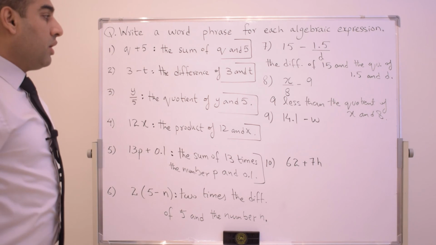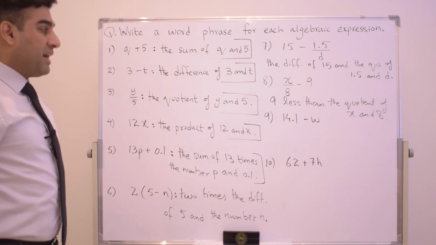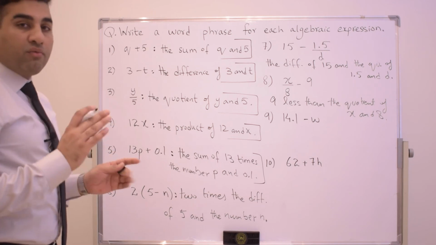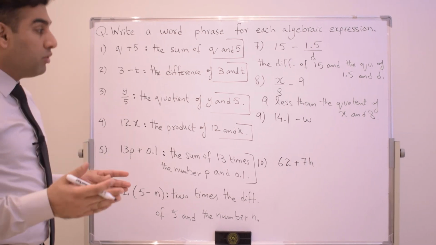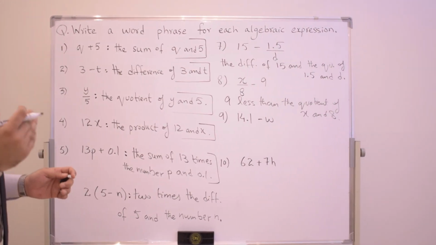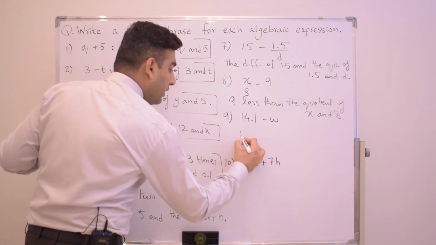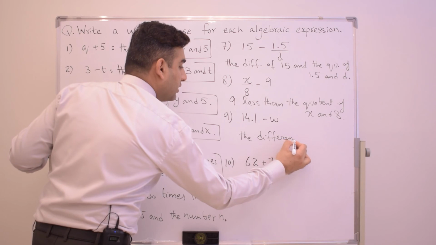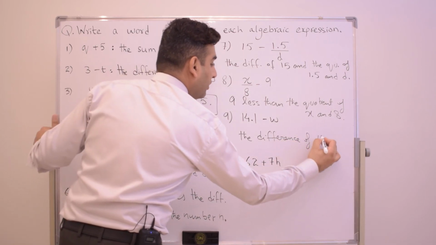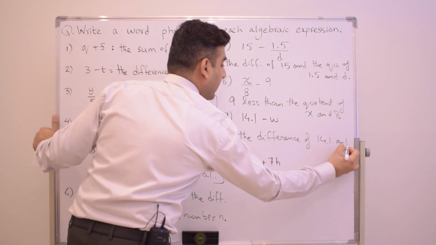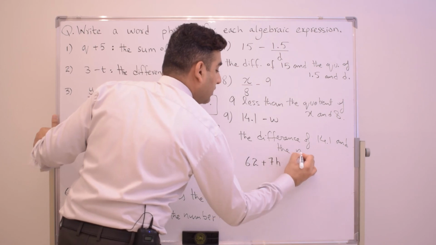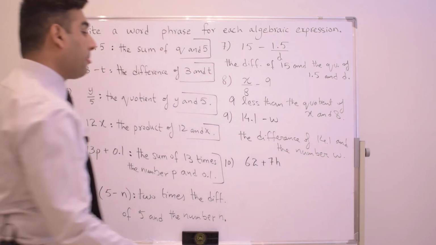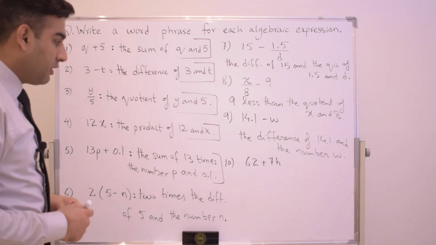Number 9 now. 14.1 minus w. So guys, this is the difference question. So you can just write 14.1 minus w or the difference of 14.1 and w. So I'm going to write here the difference of 14.1 and the number w.